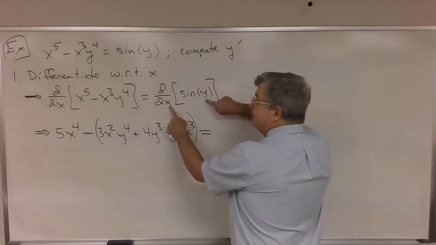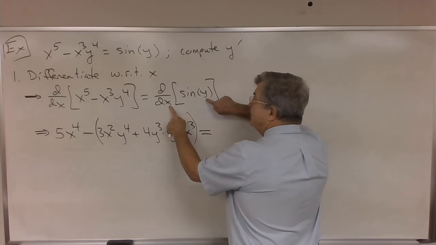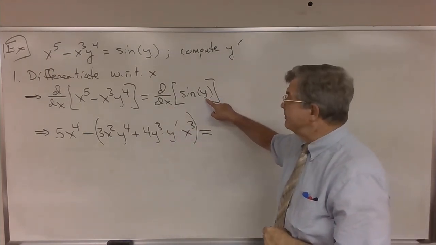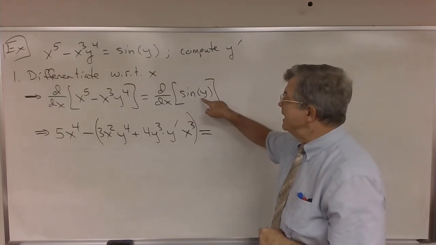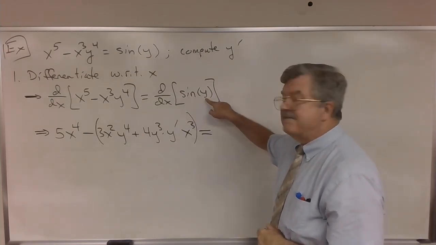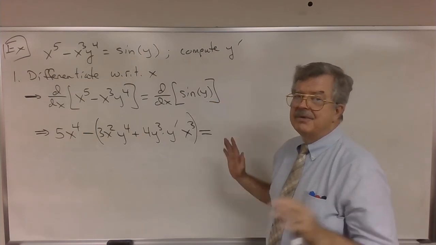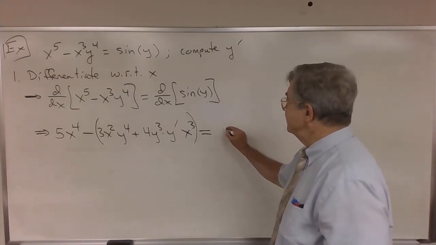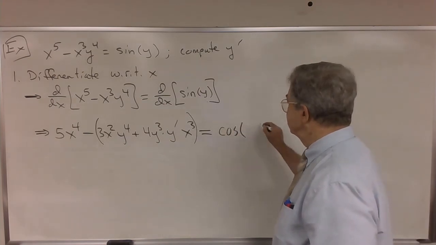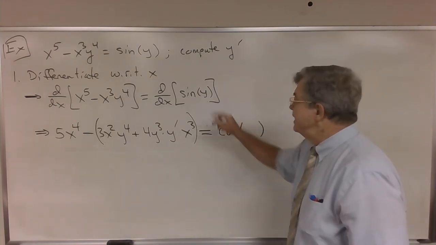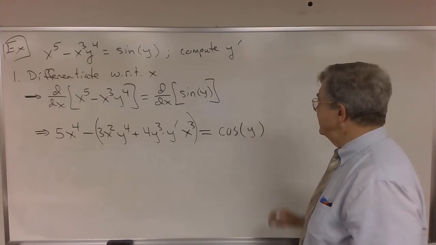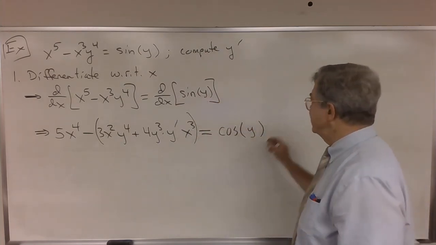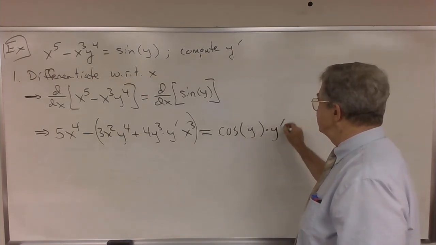These two variables are different, so we treat y not just as a variable, but as a function of x. So sine of y is a function evaluated at a function. We've got to use the chain rule. Derivative of the outer, cosine of something, evaluated at the inner, y, times the derivative of the inner with respect to x, so that's y prime.